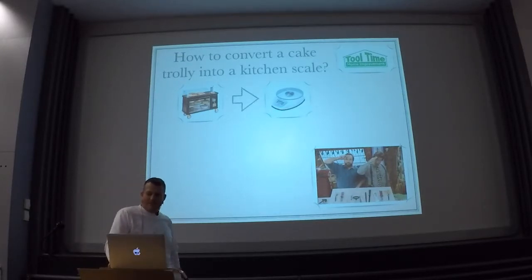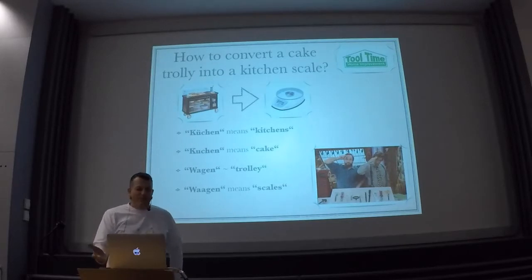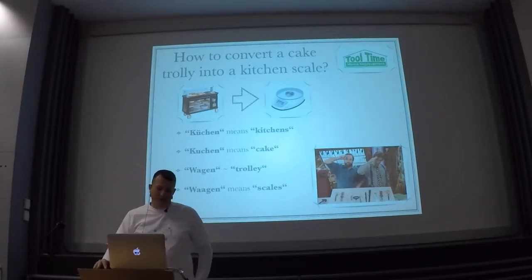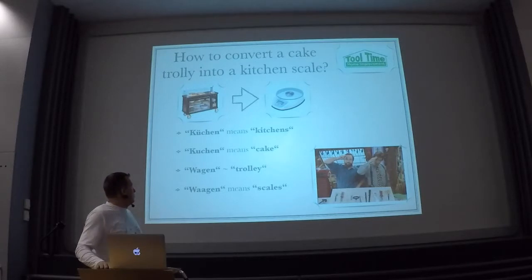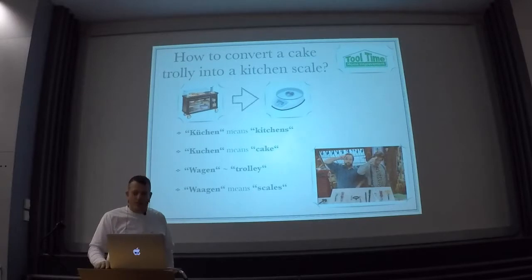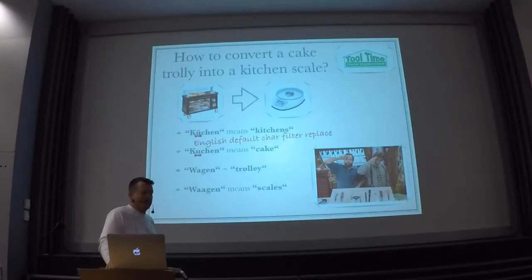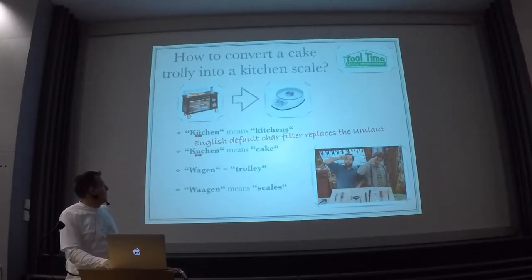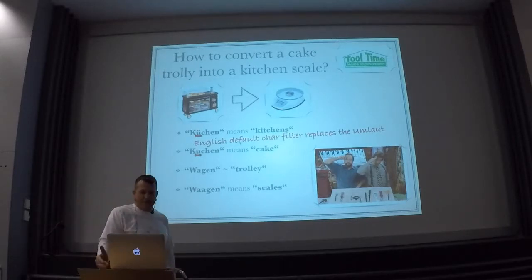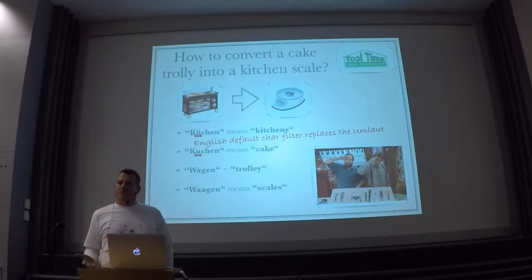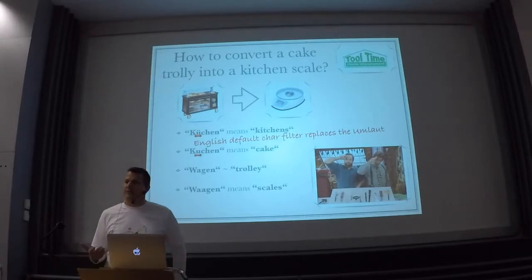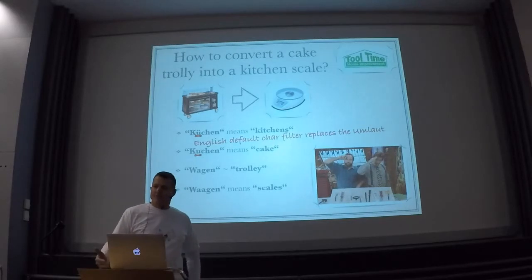And if you look, first some explanation: Küche means kitchens in plural. Kuchen in English is cake. Wagen, you can translate it as trolley, and it sounds similar. Waage means scales. If you look into the details, there are slight differences. And from a search engine perspective, what happened here is that the German umlaut has been replaced by the character that is available in English. And so the kitchens became a cake.